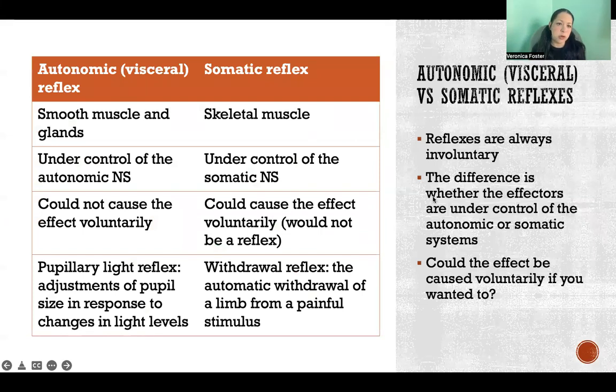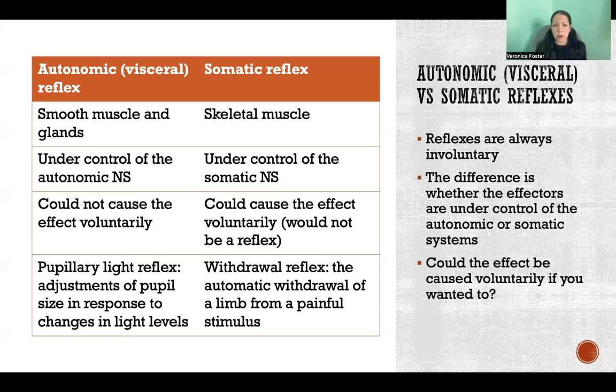So the difference between an autonomic reflex and a somatic reflex is basically what is the effector. That's the big difference. So if the effector, the part of the reflex arc that is doing the actual responding and actually taking action, is smooth muscle or glands, so effectors that are under normal autonomic control, then it's an autonomic reflex. If the effector is skeletal muscle, meaning effectors that are under normal somatic control, then it's a somatic reflex.